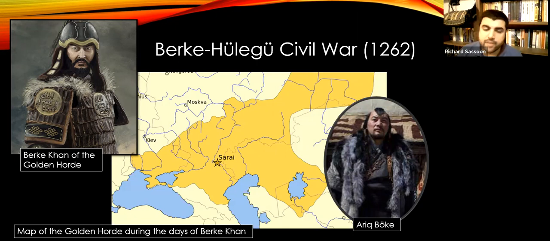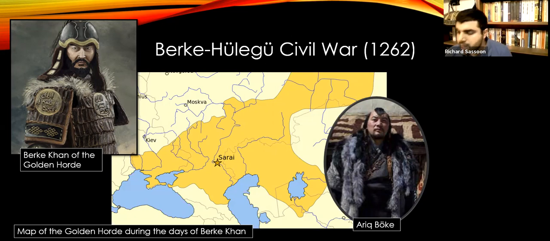But Arik Berke got the support of Berke Khan, the son of Jochi. Berke Khan was in control of the Golden Horde, which is the area of what's now Russia and Kazakhstan and Ukraine that the Khans controlled. Now, Berke Khan had converted to Islam and was therefore more amenable to a relationship with the Mamluks.